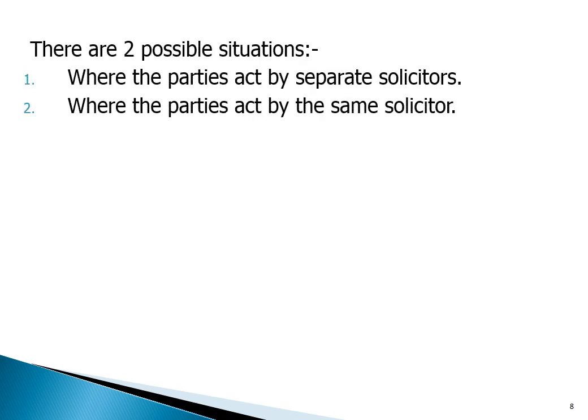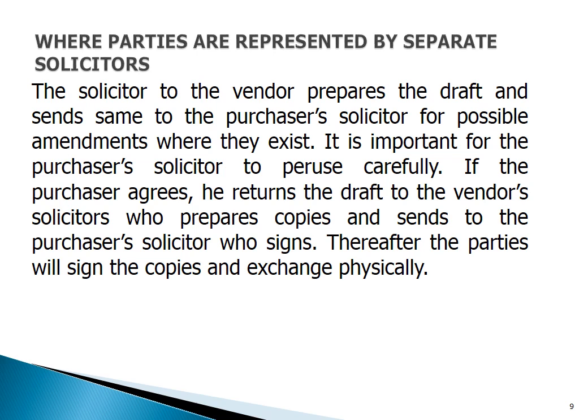There are two possible situations: 1. Where the parties act by separate solicitors. 2. Where the parties act by the same solicitor. Where parties are represented by separate solicitors, the solicitor to the vendor prepares the draft and sends it to the purchaser's solicitor for possible amendments where they exist. It is important for the purchaser's solicitor to peruse it carefully. If the purchaser agrees, he returns the draft to the vendor's solicitor, who prepares copies and sends them to the purchaser's solicitor, who signs. Thereafter, the parties will sign the copies and exchange physically.